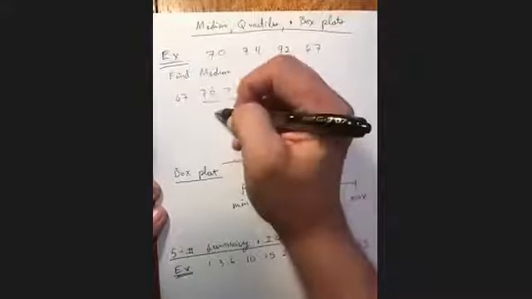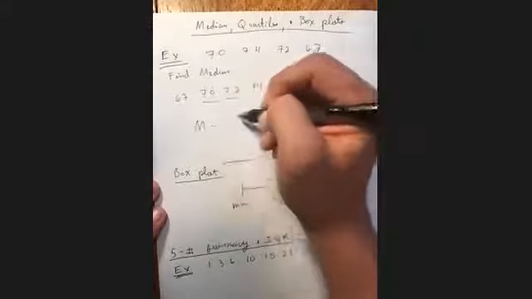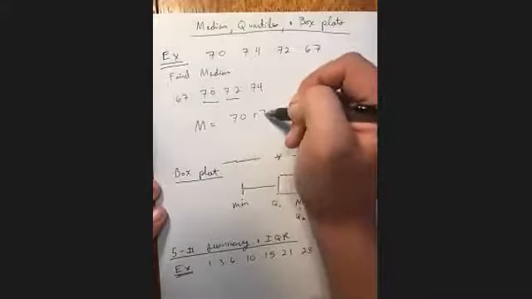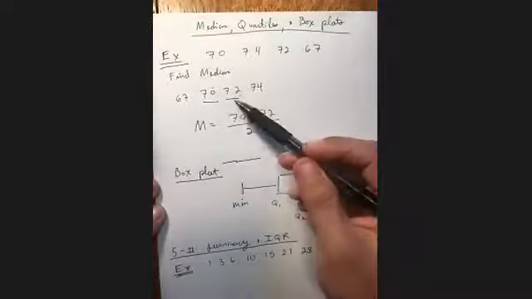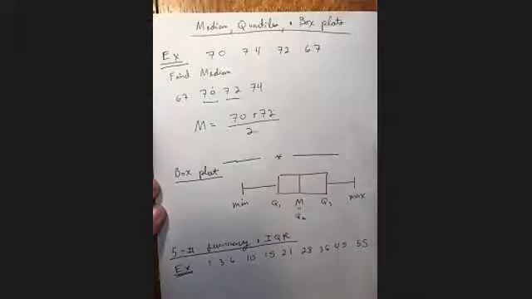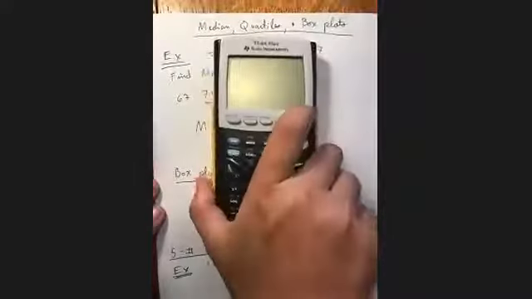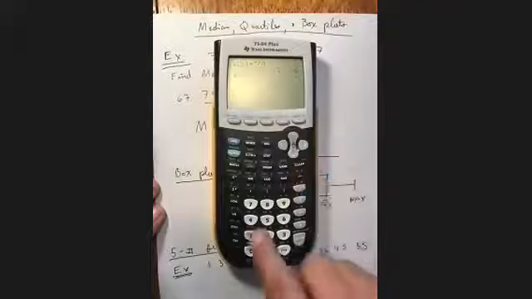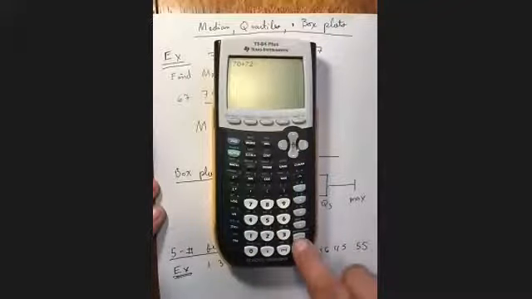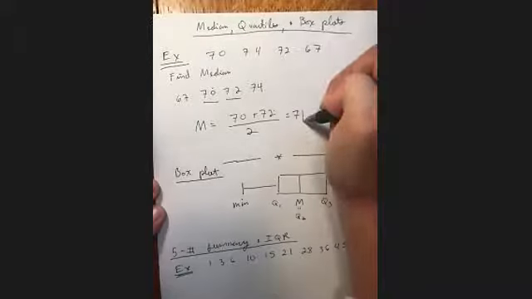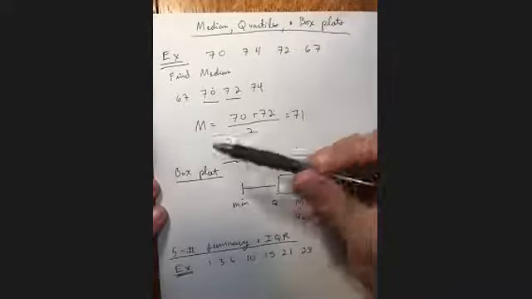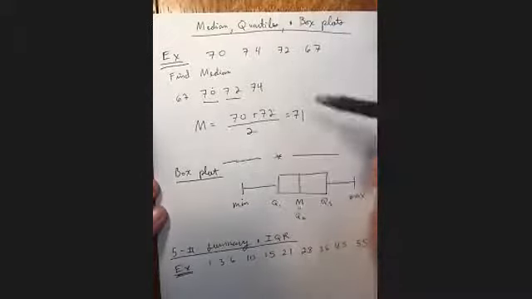So now we're going to take 70 and 72, and we're going to average them. We're going to find the average value of those 2 data points. So we take 70, add 72 to it, and then divide by 2. 70 plus 72 divided by 2 is 71. And so 71 is the median for the data.